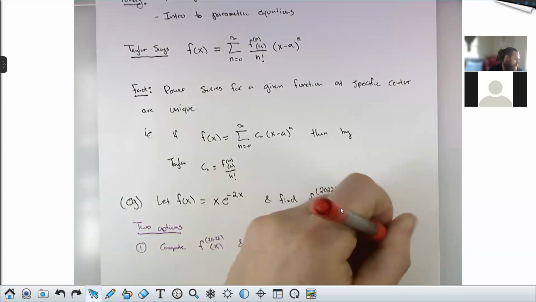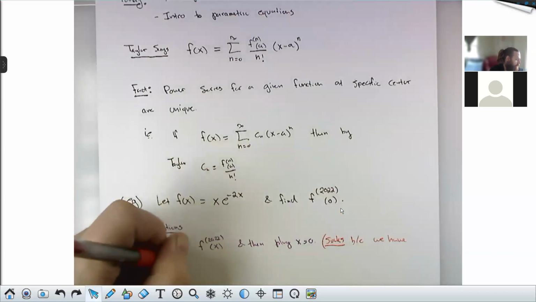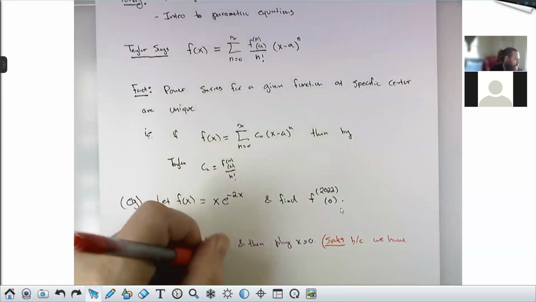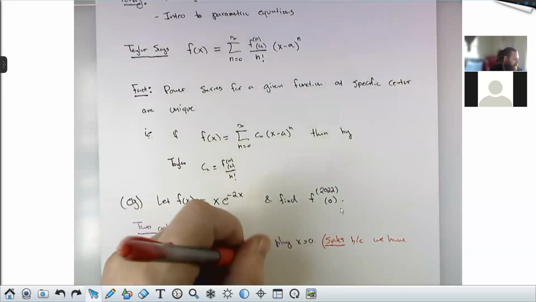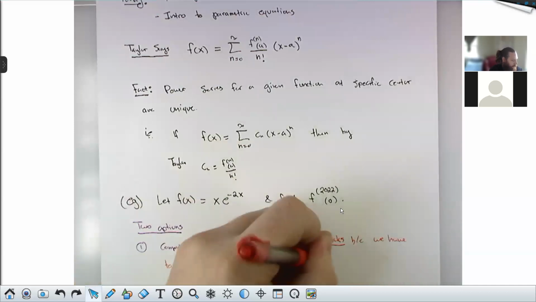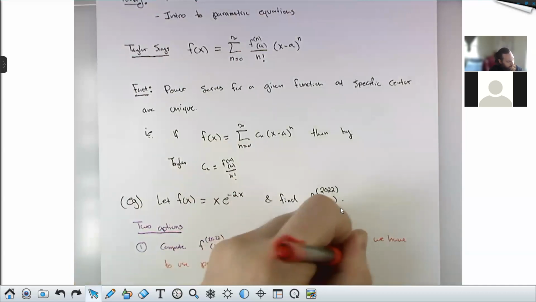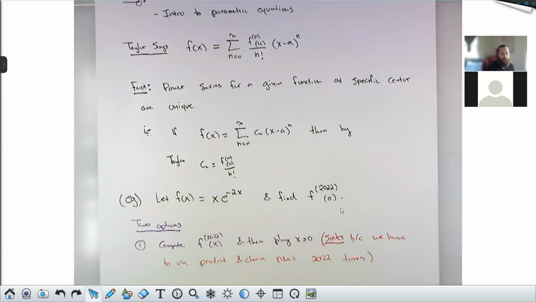Because we have to use the product and chain rule 2022 times. Right? f^(2022) is the 2022nd derivative. So you could jump in here and differentiate this once using the product and chain rule, then differentiate that again, then again, then again. You're going to get really tired of using the product and chain rules.